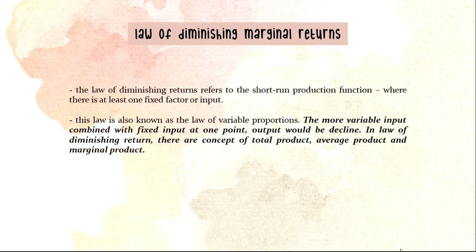Okay, so we move to the law of diminishing marginal returns. The law of diminishing returns refers to the short-run production function, where there is at least one fixed factor or input. This law is also known as the law of variable proportions. The more variable input combined with fixed input, at one point, output will decline. In the law of diminishing returns, there are concepts of total product, average product, and marginal product.